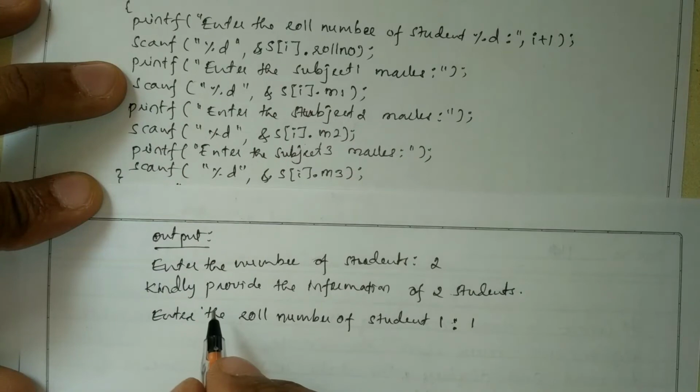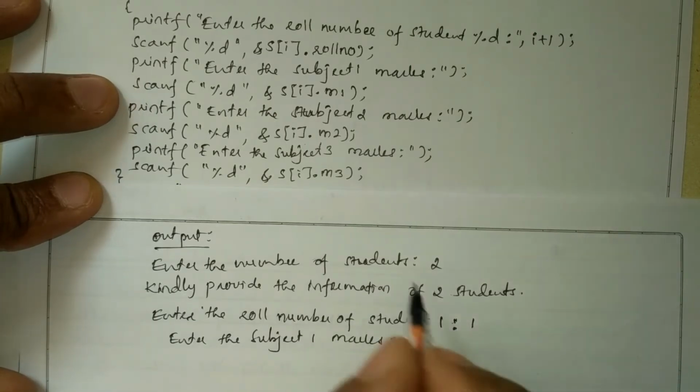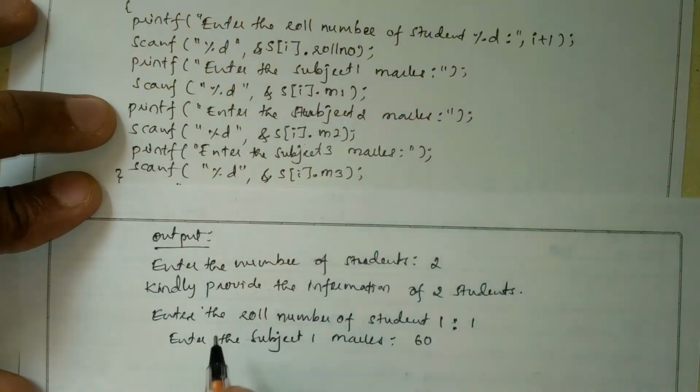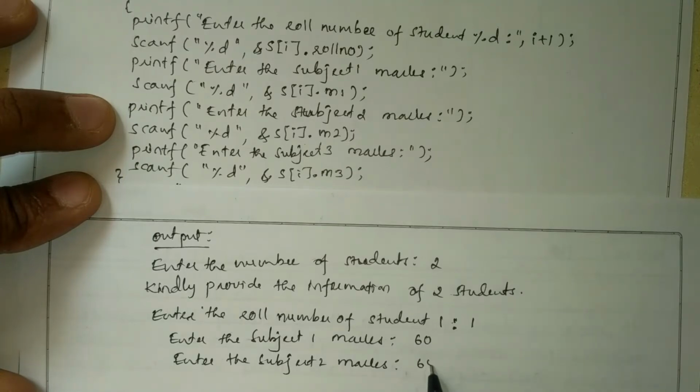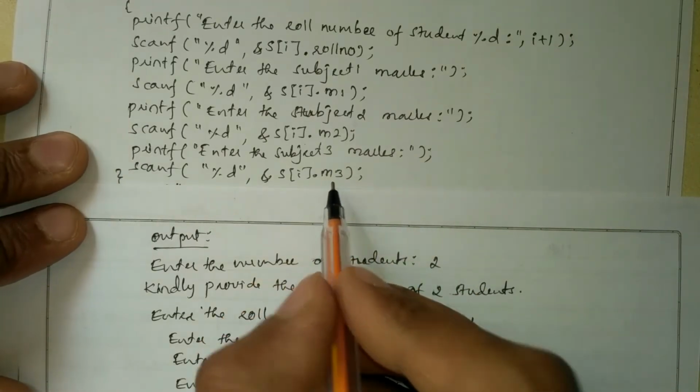Next, it will ask the user to enter the subject 1 marks. Here I am going to write, for example, 60. Next, so it is going to enter 60 in m1. Next, it is going to ask enter the subject 2 marks. And now I'm going to enter, for example, 65. Next, it will ask the user to enter the subject 3 marks. Now, for example, I'm going to enter 70 and this one will be stored in m3.